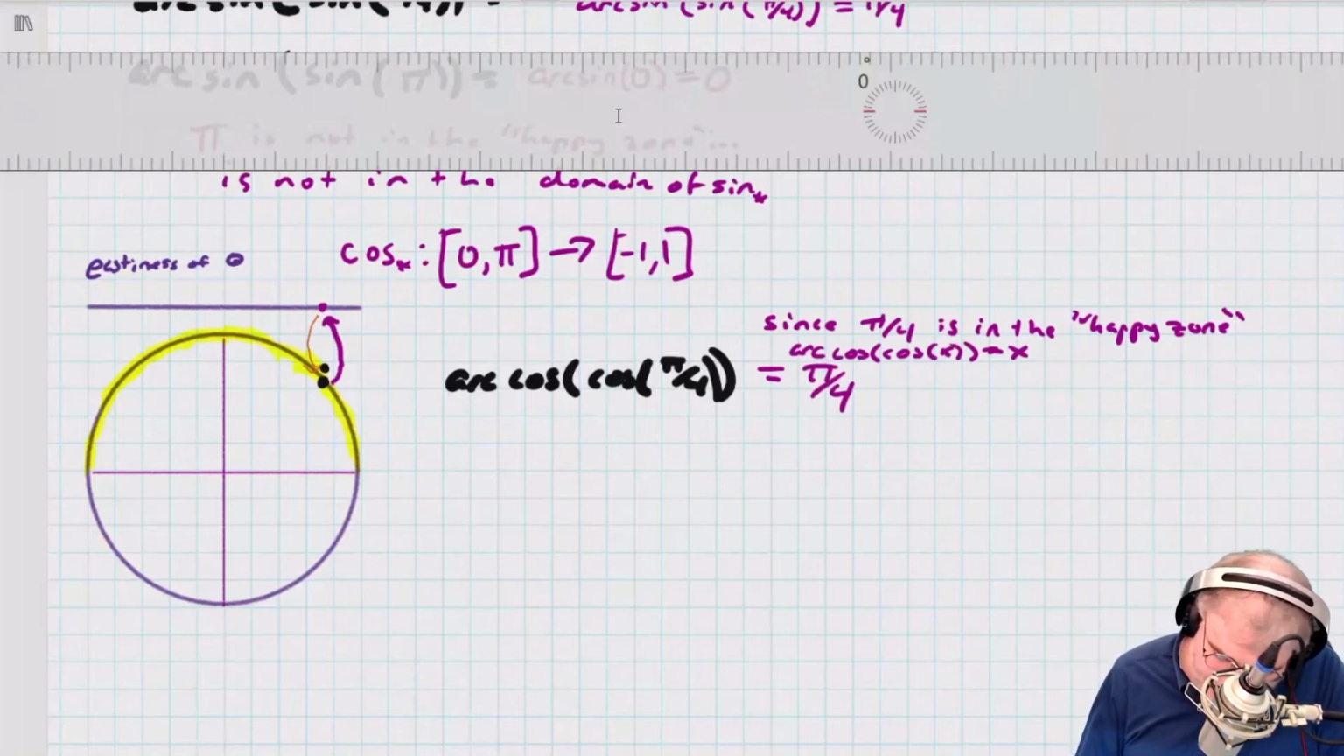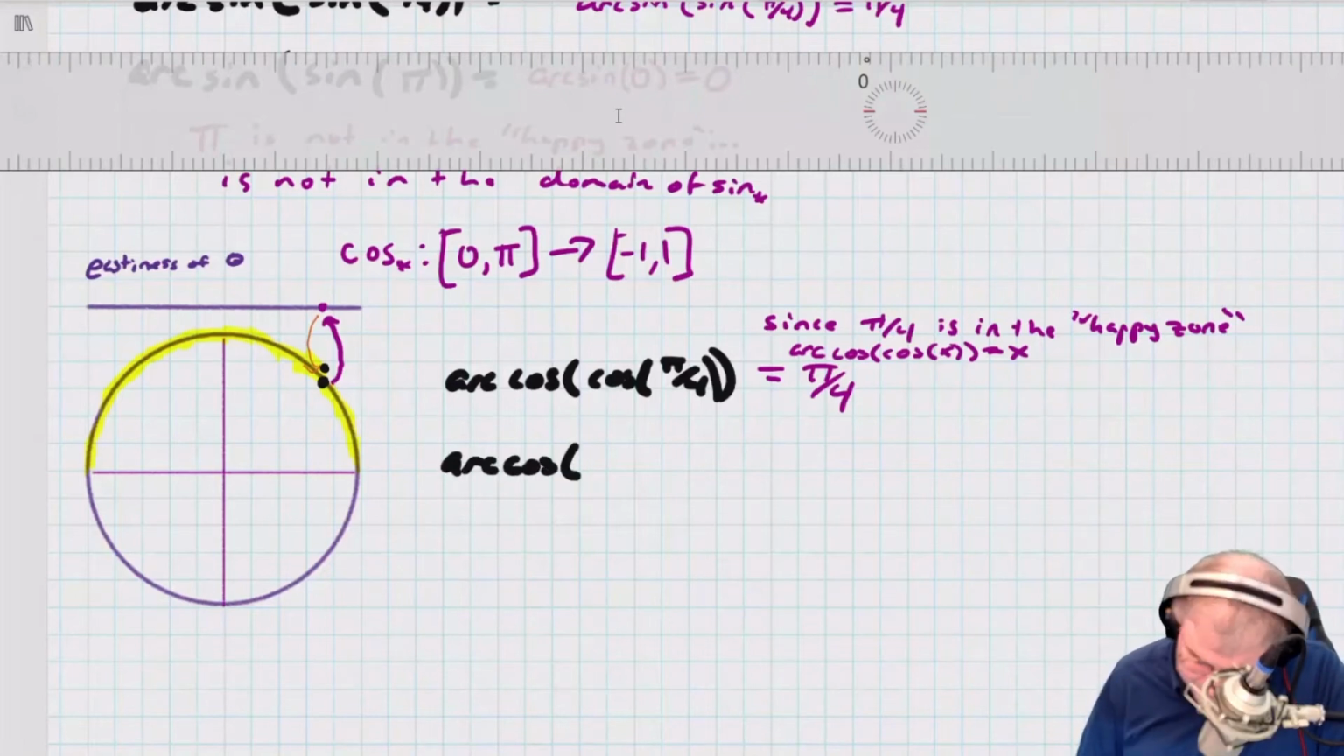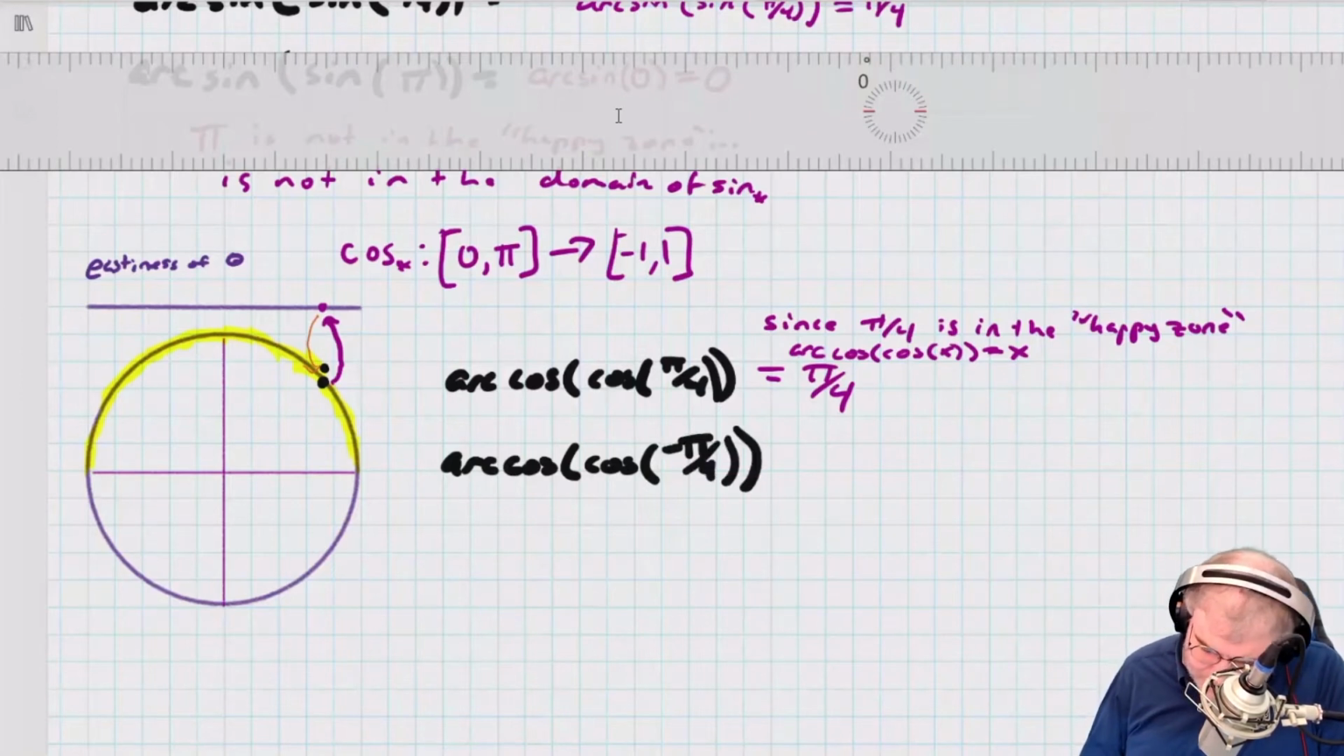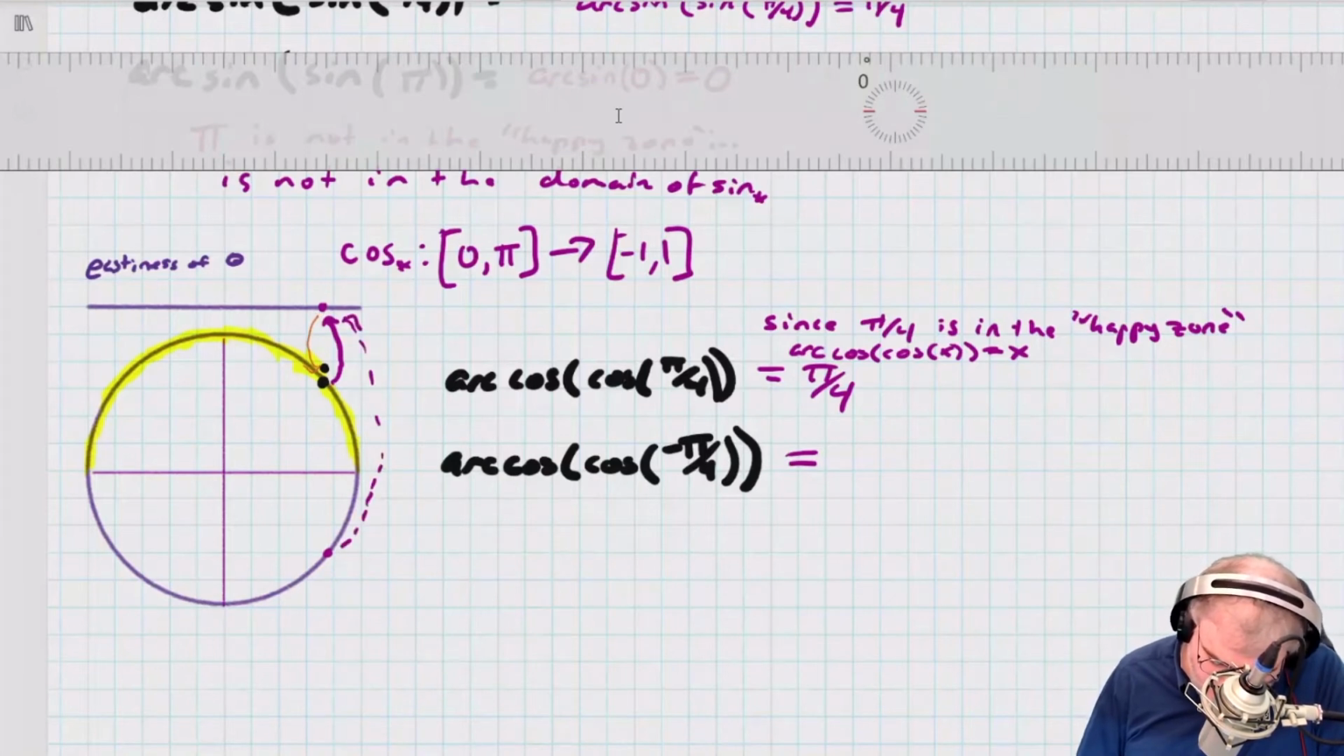Now, compare that to something outside the happy zone. Let's do negative pi over 4. Right, so negative pi over 4 is outside of the happy zone. So I'm going to shift up. But now arc cosine is just going to take me back.